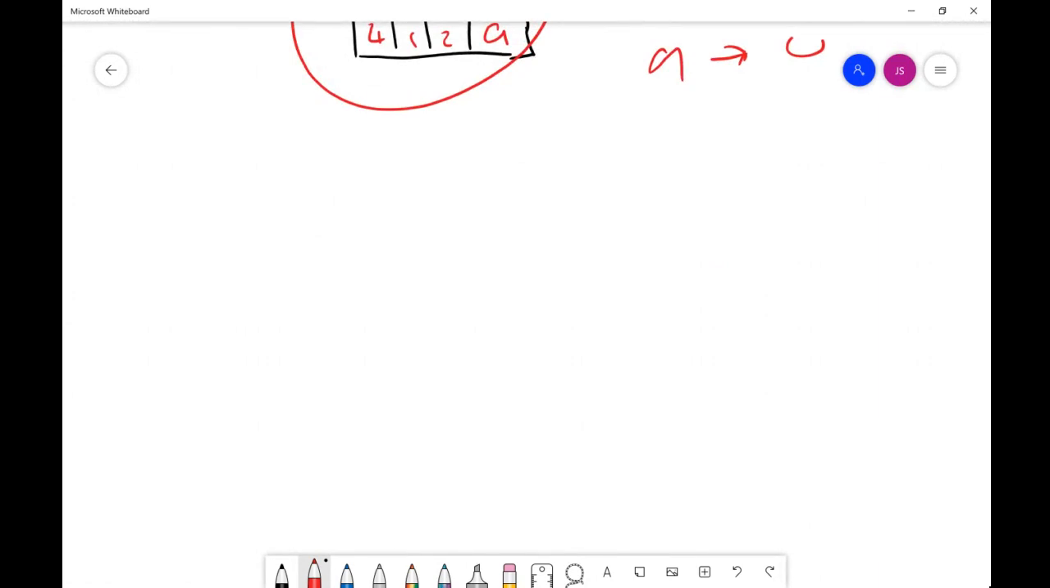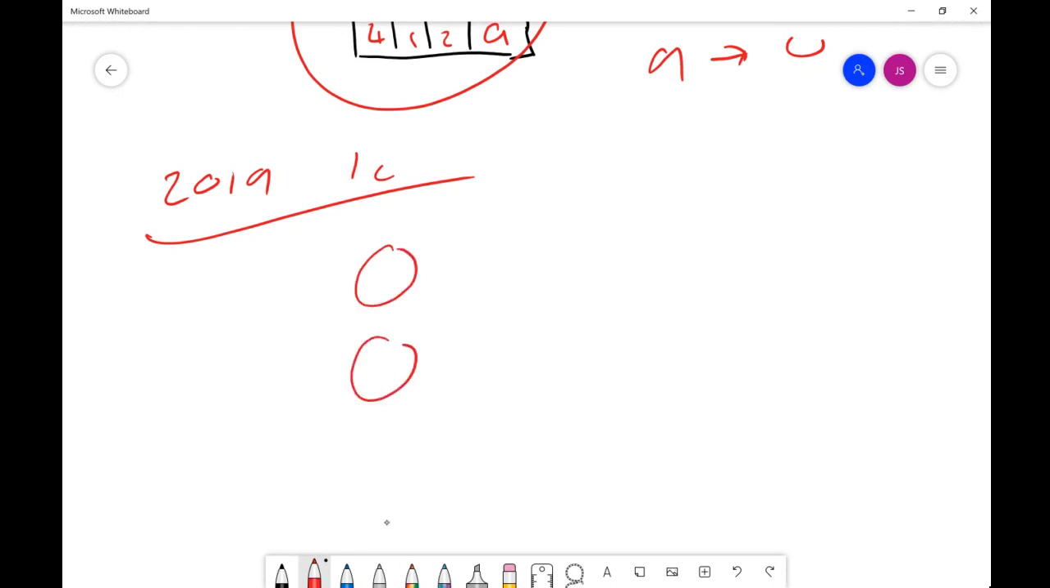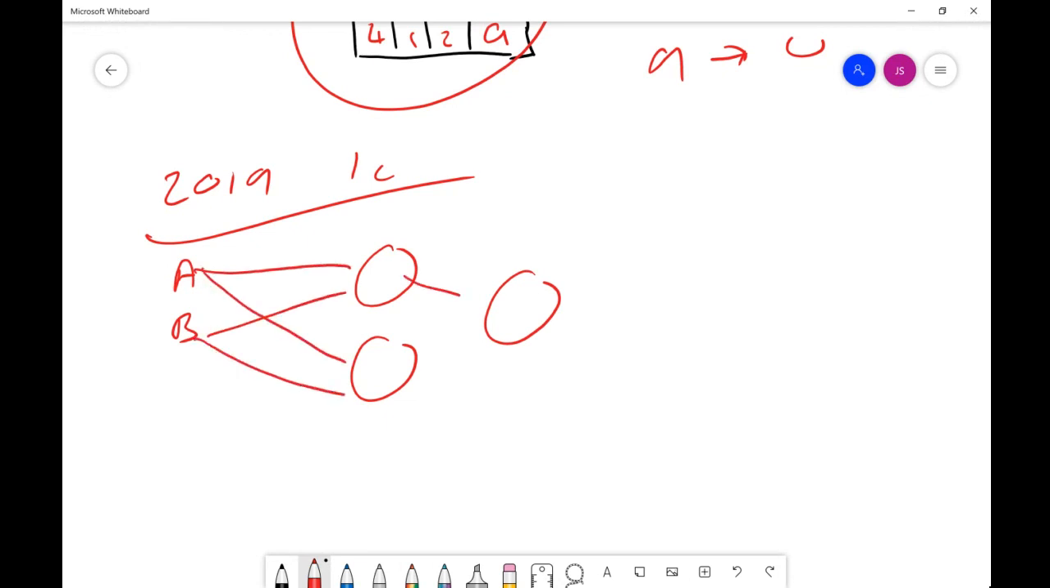So this is 2019 part 1C. You have to get the diagram of the multi-layer perceptron, and it is 3 neurons. So the basic diagram is 1, 2, 3 neurons. We have A and B coming in here. They go to there, they go to there, they go to there, and that is the output. So that is the diagram at the neuron level.